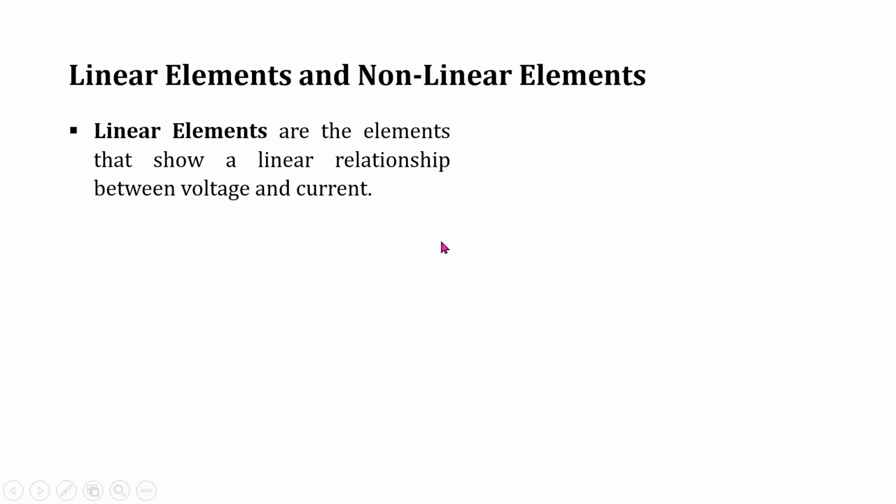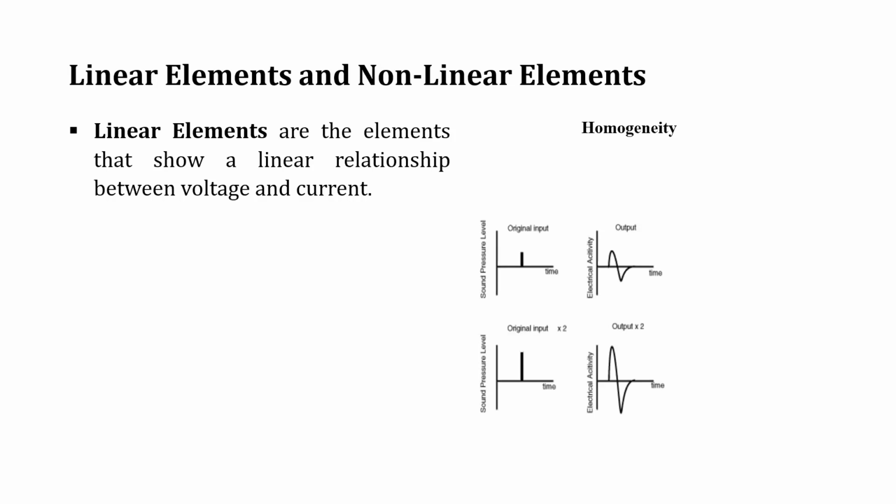Next we go to linear elements and non-linear elements. First, the definition of a linear element. Linear elements are elements that show a linear relationship between voltage and the current. In general, linearity should follow two principles. The first one is homogeneity. What do you mean by homogeneity? Let us explain the meaning of homogeneity using a figure here.